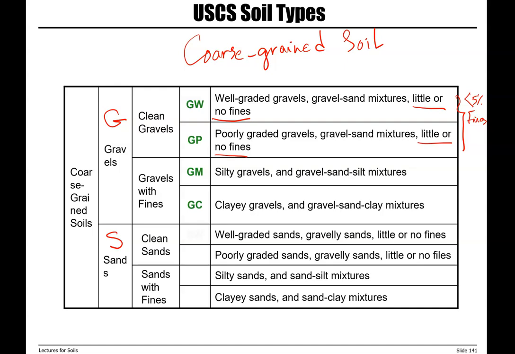Same thing for sand. If the amount of fines is less than 5%, then we have clean sand, which can be a well-graded sand or a poorly graded sand. But if the amount of fines is higher, then it's important for us to know if it's silty sand or clayey sand.